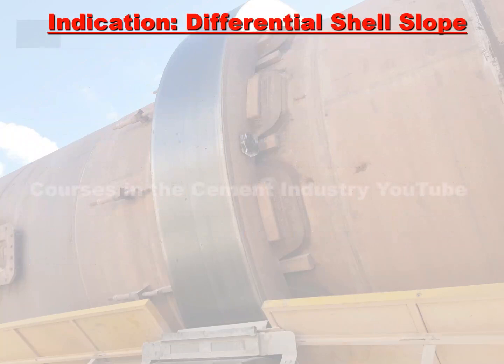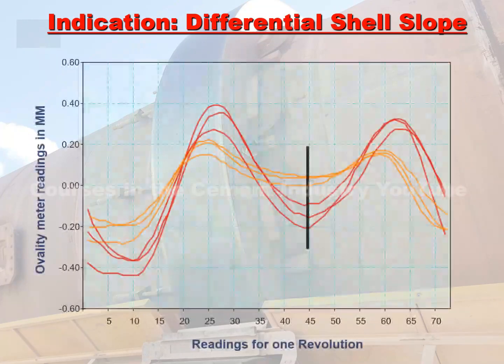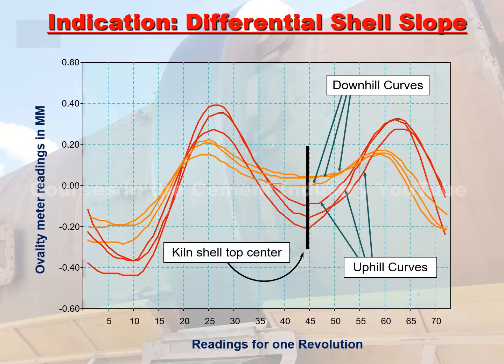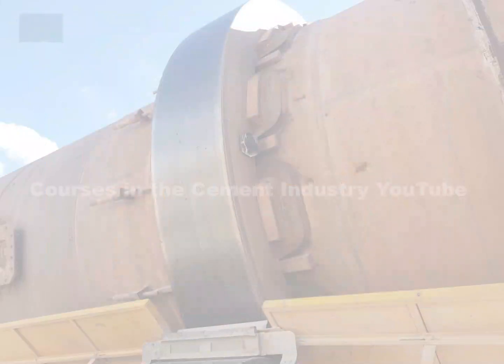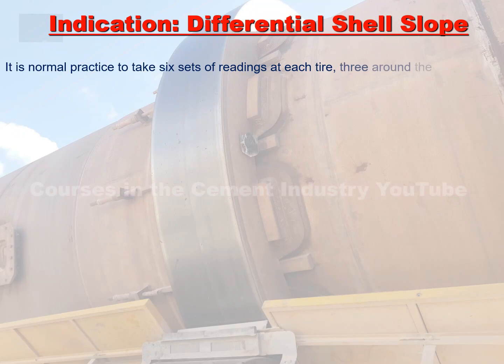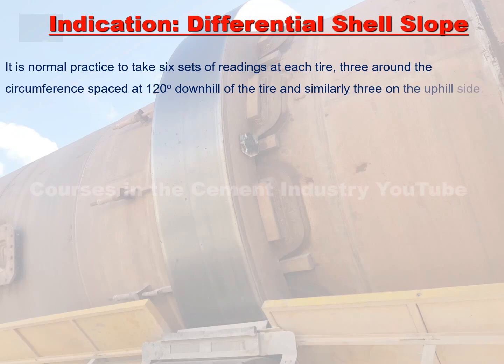Indication, differential shell slope. See in this diagram. Downhill curves. Uphill curves. Kiln shell top center. In the previous slide, indication, differential shell slope. It is normal practice to take 6 sets of readings at each tire, 3 around the circumference spaced at 120 degrees downhill of the tire and similarly 3 on the uphill side.